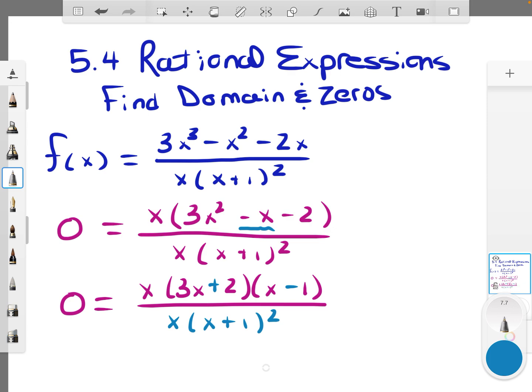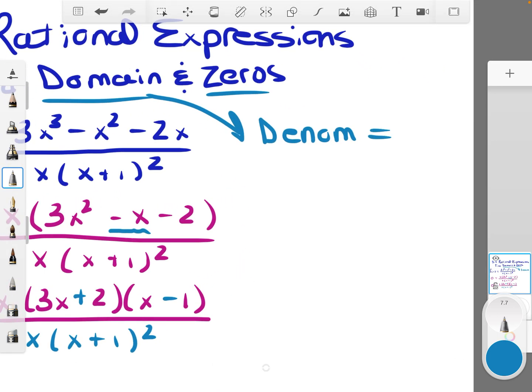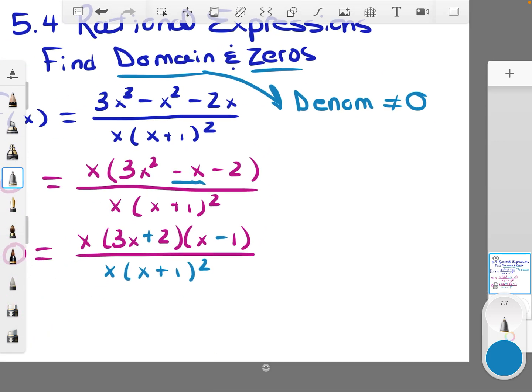All right, from here, to simplify it, I could show that the x's cancel, but before I do that, I do want to look at the domain and the zeros. Domain, the easiest way to find domain is looking at the domain error. For a fraction, the denominator cannot be 0. So I'm going to start by setting my denominator equal to 0 so that I can figure out what would be in my domain error.